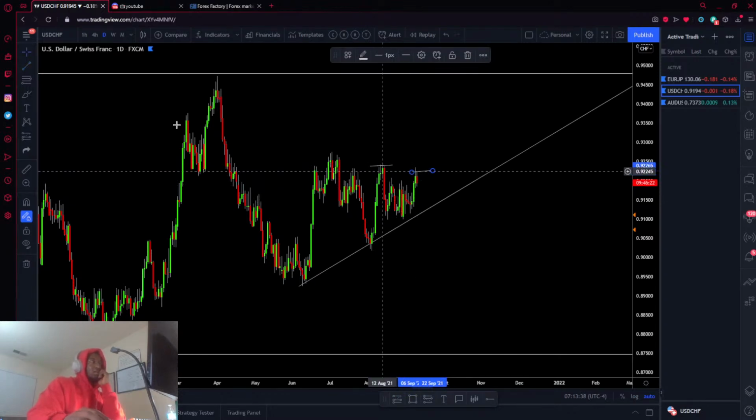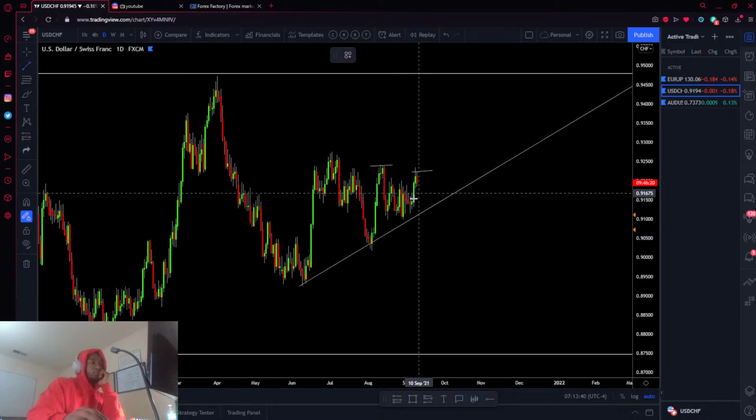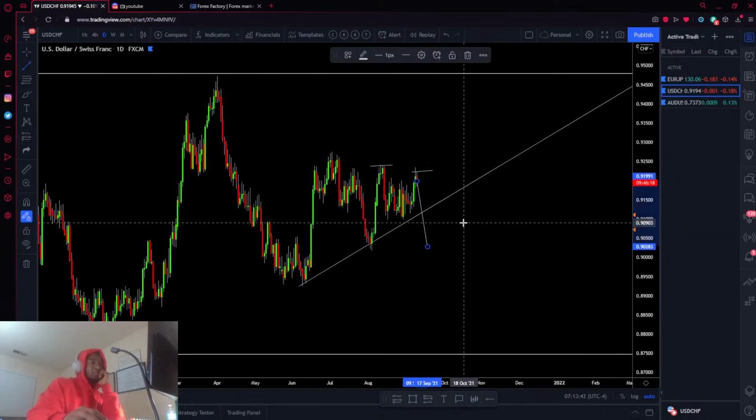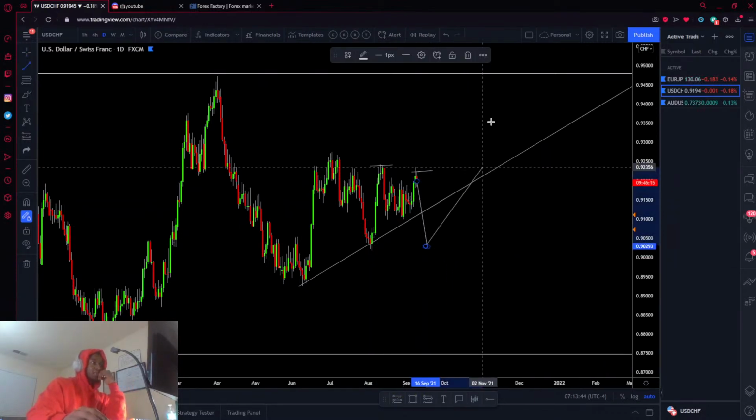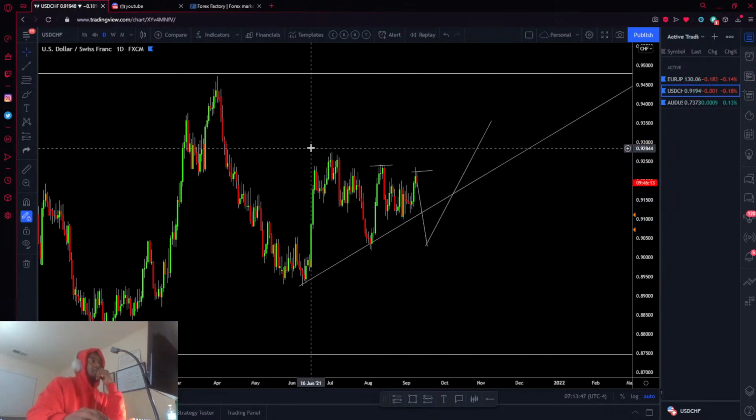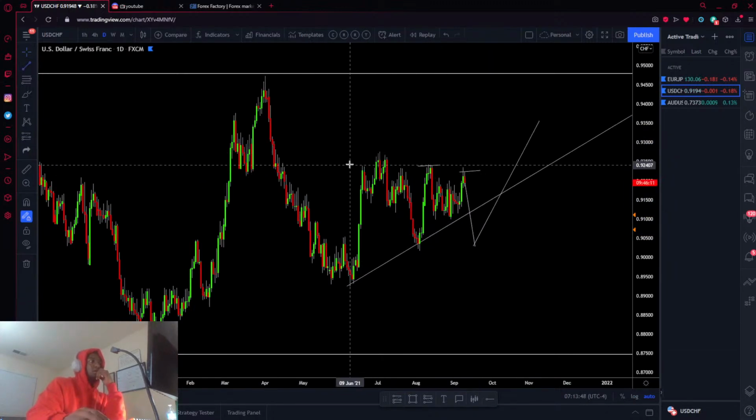Lower lows. Price struggling to break this high here, so not really looking for price to break it just yet, possibly. I would still love for that to happen when we get our buy there instead. Now, obviously, this is a potential triangle.